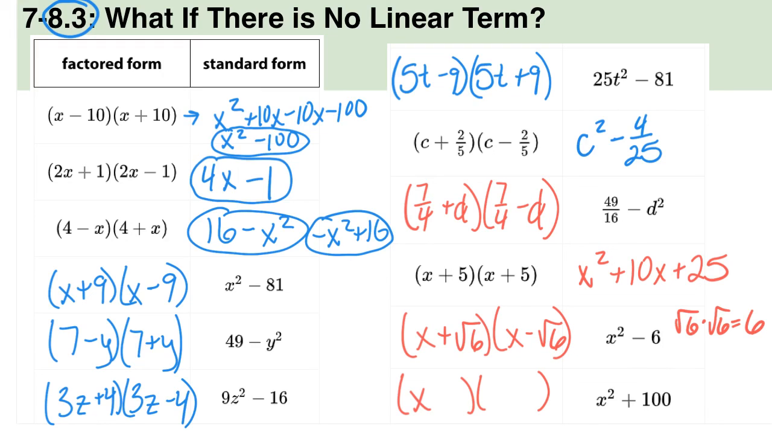This last one is impossible. They told us that one of them was impossible. This is the one that does not work. And that's because there's no way that I could fill in my parentheses here to get a positive 100 on the end and no middle term. So this one would be called impossible or unfactorable.